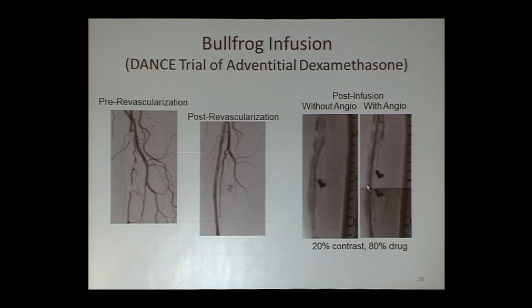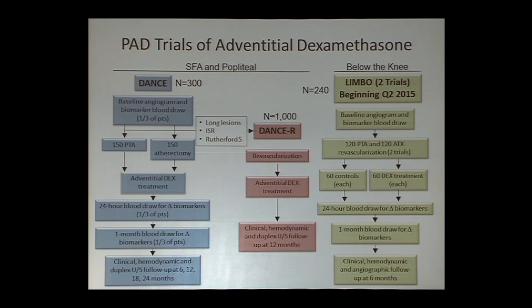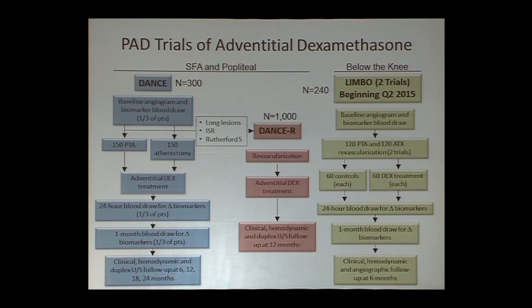These are the trials that are running right now. The DANCE trial: we just got notice that we have 204 patients enrolled in just a year. So it's growing very fast, which I think is some testimony to the buy-in of the PIs that we have. A third of them are going to get biomarker data, and I can show you just a little bit of biomarker data today, which I think is pretty cool. There's also a registry, and particularly for this talk, there's a trial called Limbo that's going to be coming out soon. It's going to be run both in Leipzig and in the United States, with two arms, a PTA arm and an atherectomy arm.